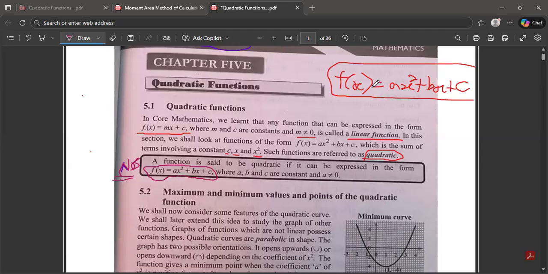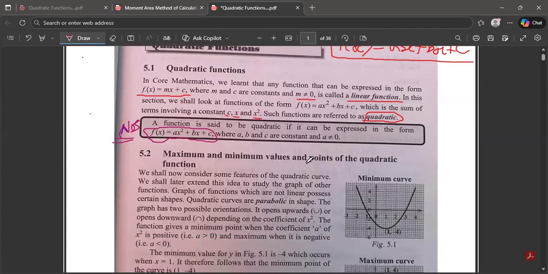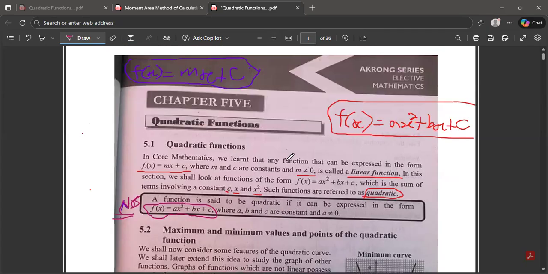If a is equal to 0 in the quadratic function, what is the whole equation going to become? Constant. Okay, you have tried. I will give you one-third.